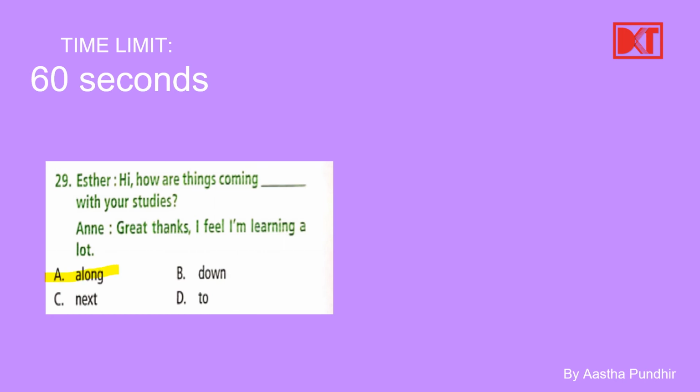कि तुम्हारी पढ़ाई के साथ चीजें कैसी चल रही हैं. So how are things coming along with your studies? In these situations we use along. Alright. Down मतलब नीचे जाना, next मतलब अगली बात, and to is a preposition which we use in various cases. जिसमें जैसे पे suppose हमें कोई movement बतानी होती है या फिर कोई action बताना होता है. That's when we use to. Here, when we're talking about studies, how are things coming along with your studies? So we use along. All right.